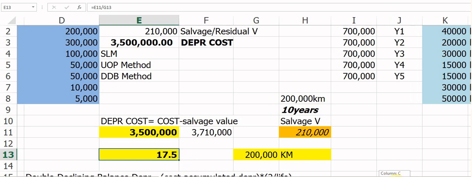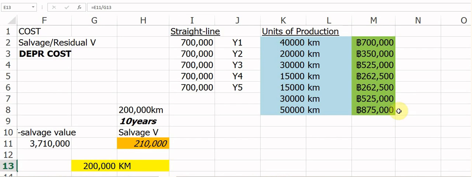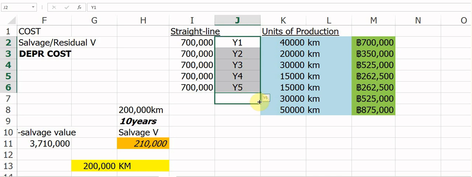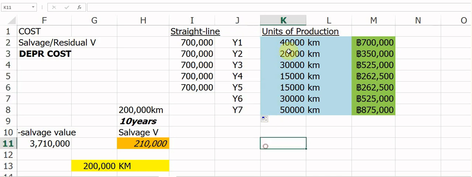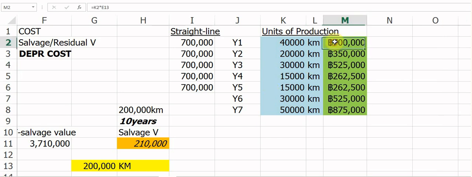Okay? So it's a per unit. Now, for my units of production, I need to know how many years we use it. So year 1, year 2, year 3, year 4, year 5, 6, and 7. So these add up to my 200,000 kilometers that I'm saying I'll use the machine for. And what I'm going to do is I'm just going to take the 17.5 times however much I used it.